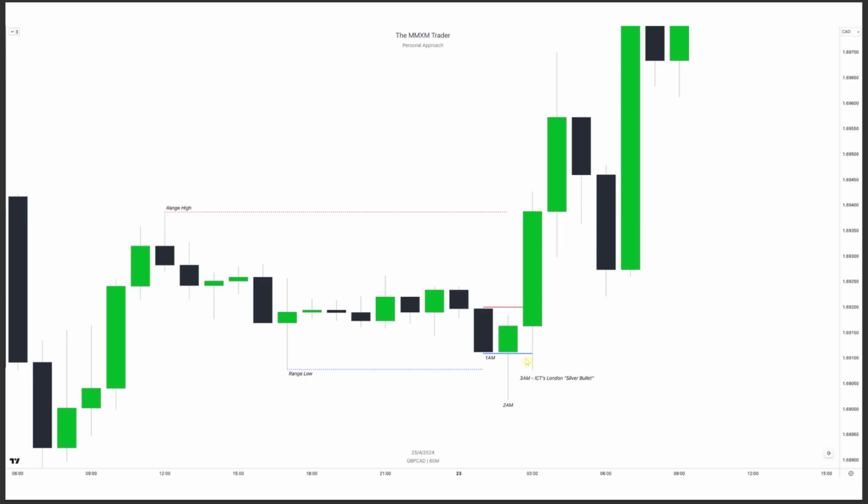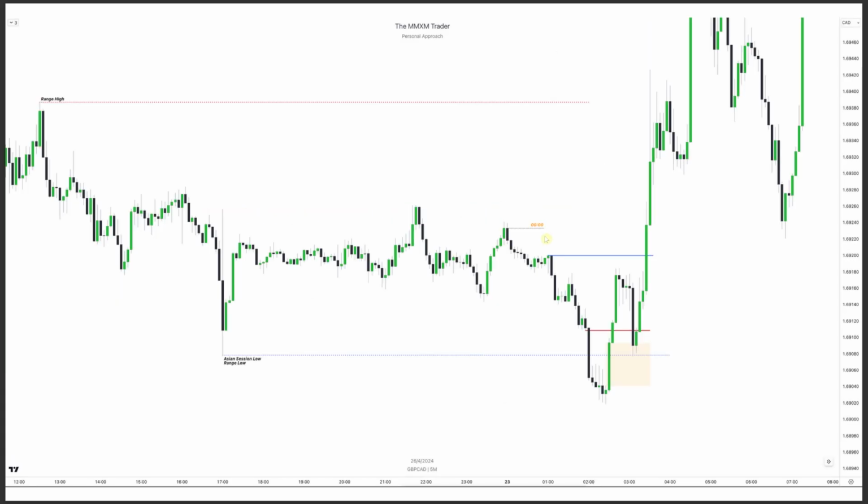And then the 3 a.m. candle, which is the ICT silver bullet candle, makes a lower wick and then continues distributing up higher based on what this 1 a.m. candle provided with us, right? 1 a.m., 2 a.m. raid into closure inside of the range, so we know we need to target this range high and eventually this range high up here. So how does that look like?